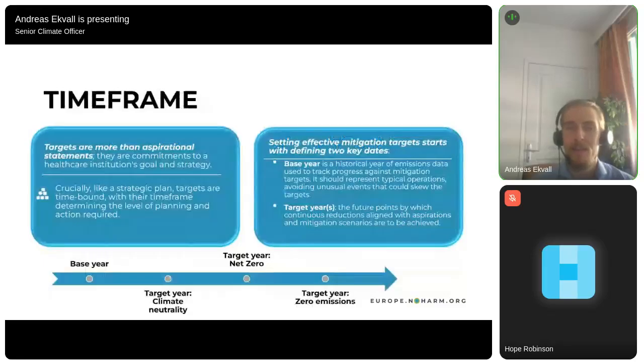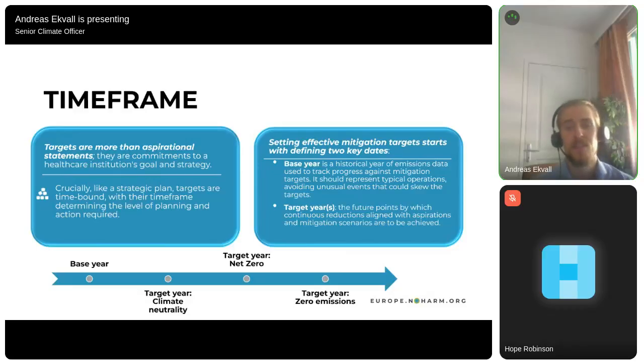Now, let's look at the element of time frame. Targets are more than just aspirational statements. They are concrete commitments tied directly to an organization's short and long-term strategy. The time frame itself defines the depth of planning and the scale of action required. And setting an effective time frame always starts with 2 key dates. The first is the base year. This is a historical year of emission data that serves as your benchmark for tracking of future progress.